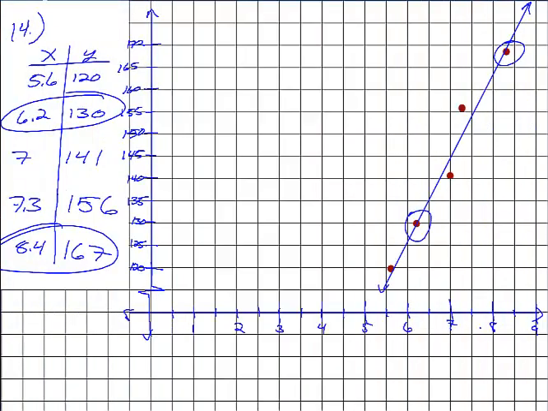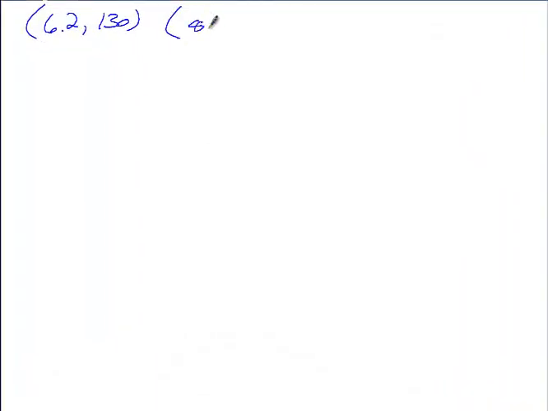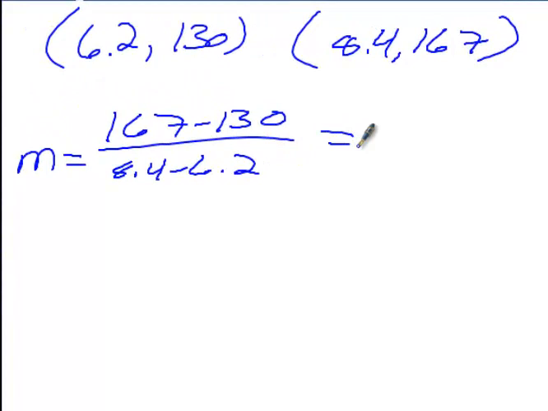All right. So for the 2 points that I'm using here, I've got 6.2 and 130, and 8.4 and 167. Okay. So if I give you 2 points, how do you find slope? Okay, so first things first, right? Slope equation, which says what? Okay, 167 minus 130 is 37, right? 8.4 minus 6.2 is 2.2.